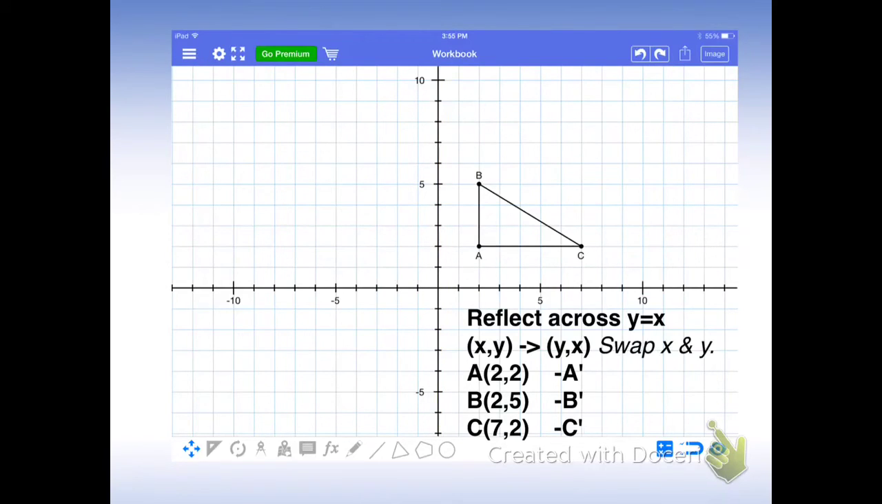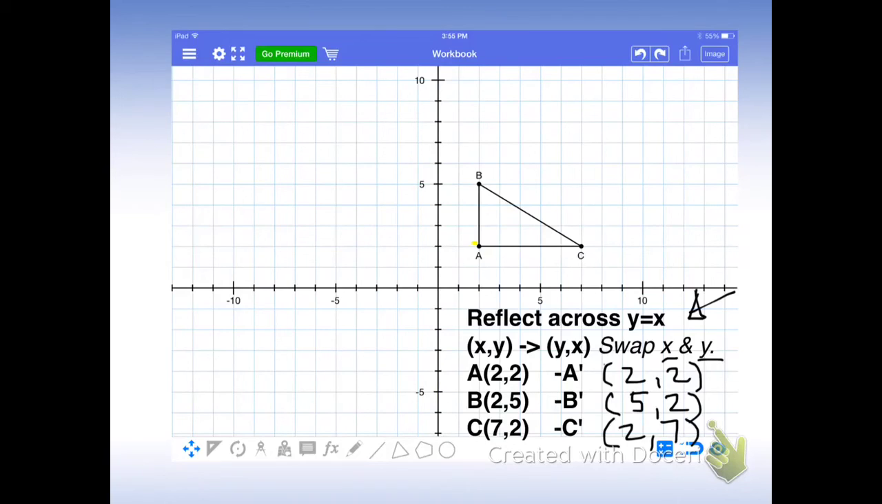The last one is to reflect across the line where y equals x. Now, all you want to do is swap the values of your x and your y. Notice on A prime, when you swap 2 for 2, A prime will stay exactly where it's at. However, B will now be at 5, 2. And C will be at 2, 7.